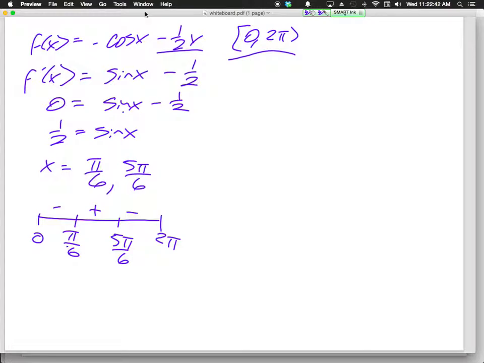Now I want concavity and points of inflection. What do I need to do to get concavity? Find the second derivative. So the derivative of sine is cosine. The derivative of 1/2 is 0. So I'm just dealing with cosine. So now what? Set it equal to 0 and solve for x.